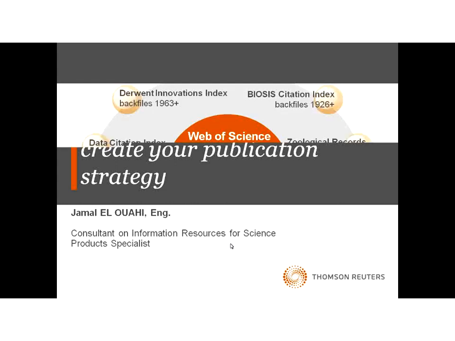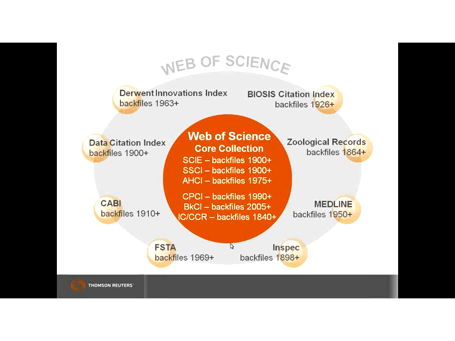Journal Citation Reports is based on the data of Web of Science, but not all of it. It's based on the Web of Science Core Collection. Web of Science is based on several databases. The core one, the Core Collection, has several indices: the Science Citation Index, the social science, arts and humanities indices, conference proceedings, books, and chemical reactions. But in Journal Citation Reports, we don't look at Medline, InSpec or Derwent. We look only at the Web of Science Core Collection.